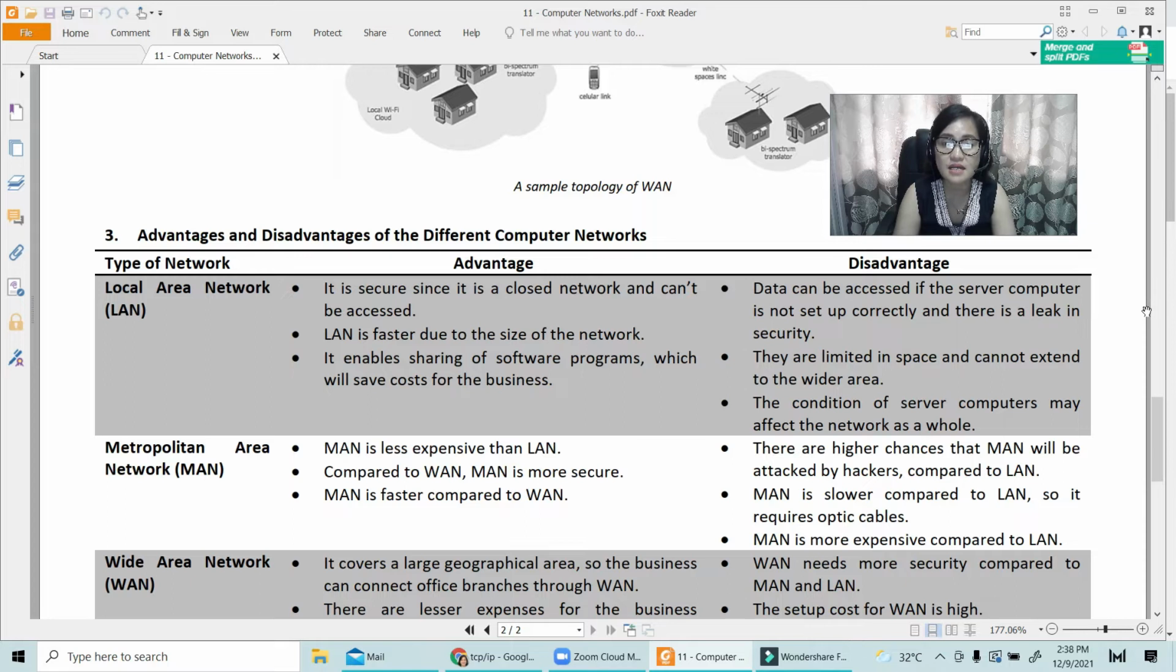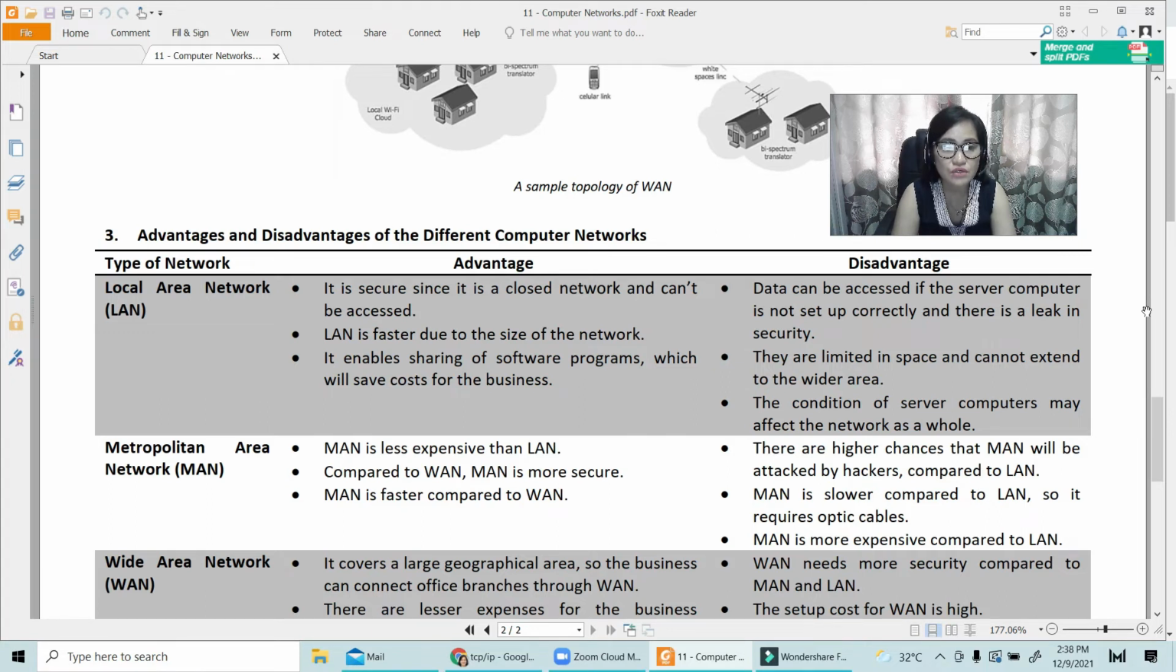Yeah, it enables sharing of software programs, because you can use software programs taken from the other computers. Let's say computer one can access whatever software is on computer two. You can actually share because you are locally connected or interconnected only. Now, what is the disadvantage?